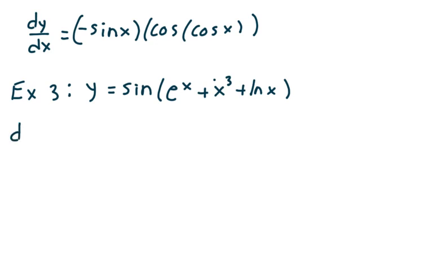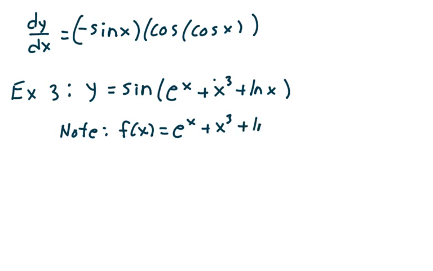So here, we'll do it this way again. Now, note, f of x is equal to e to the x plus x cubed plus natural log of x. That's the inside function. If I take its derivative, right, I get e to the x plus 3x squared plus 1 over x.